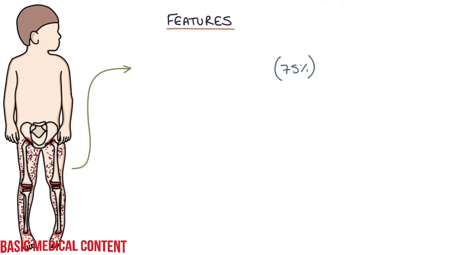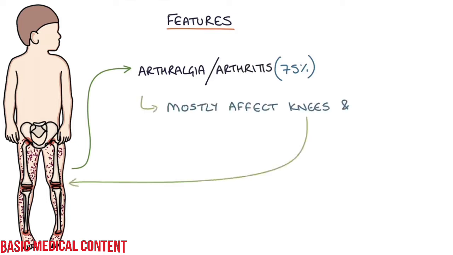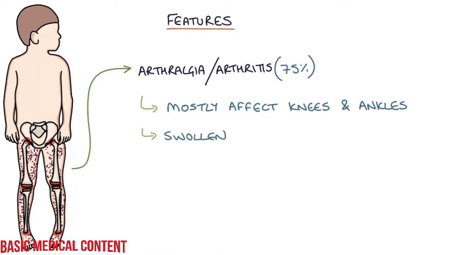75% of patients with HSP develop arthralgia or arthritis, mostly affecting the knees and ankles. The joints can become swollen and painful with reduced range of movement.